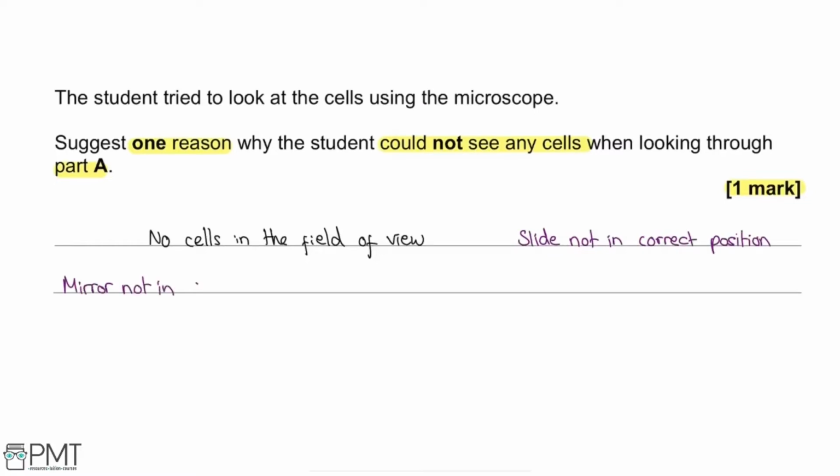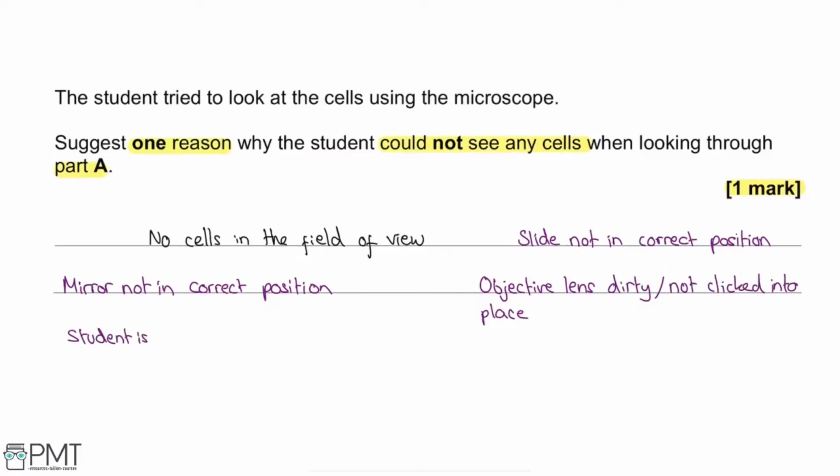It could be that the slide is not in the right position, the mirror on the microscope itself might not be in the correct position, or the objective lens may be dirty or not clicked into the correct position. It could be that the student is looking at an air bubble, so there's just a bit of a gap in the specimen itself. Or it could just be that the microscope is not in focus.